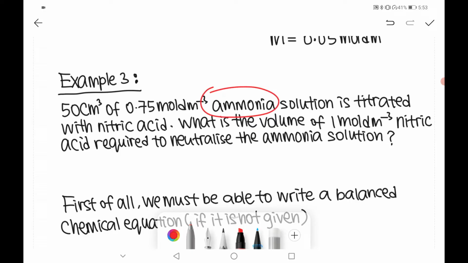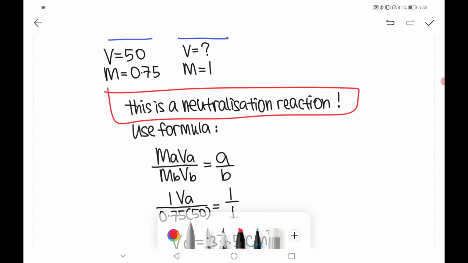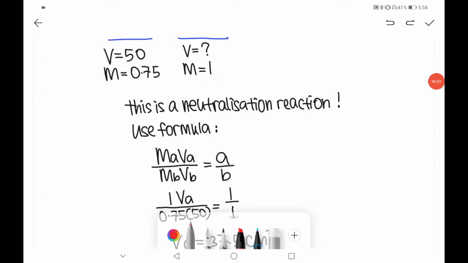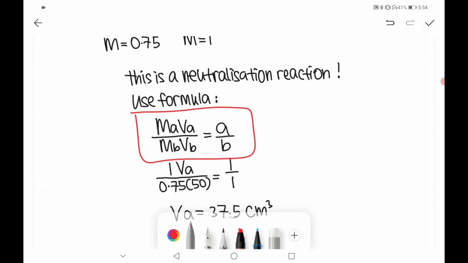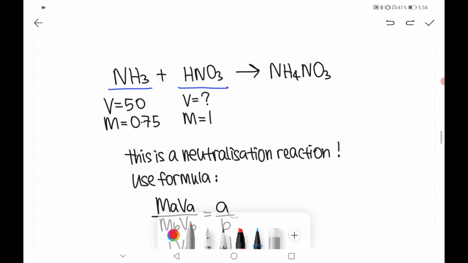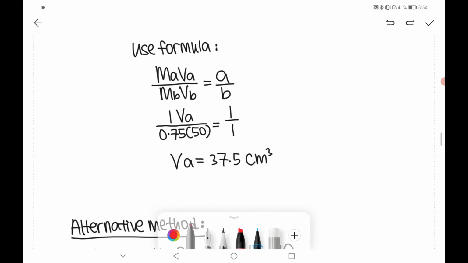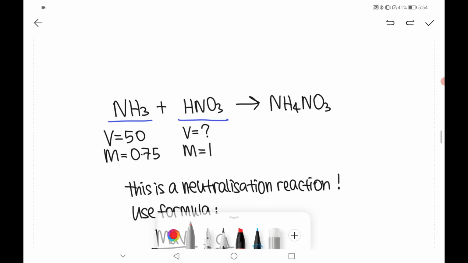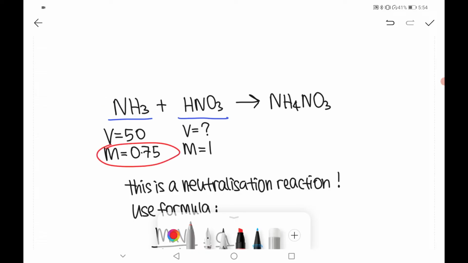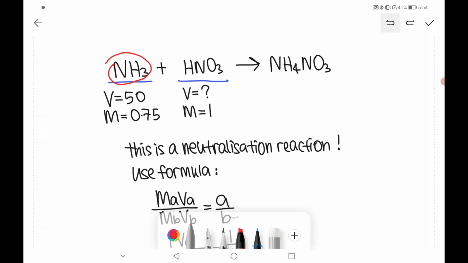Ammonia is alkali, nitric acid is acid. When acid reacts with alkali, this is a neutralization reaction. For neutralization, we can use the formula MAVA divided by MBVB equals A over B. So put in all the values. MA is the molarity of acid, which is 1. VA is the volume of acid, which we don't know, so we just put VA. MB is the molarity of alkali; ammonia is the alkali, molarity is 0.75. VB is the volume of alkali, which is 50.